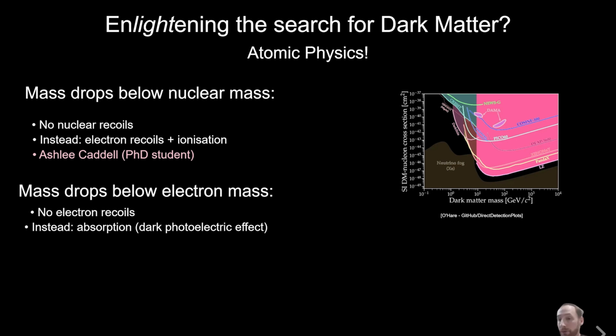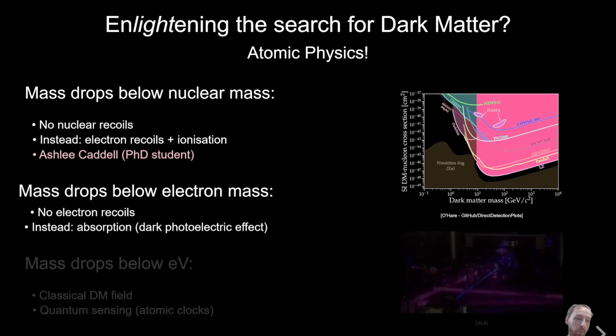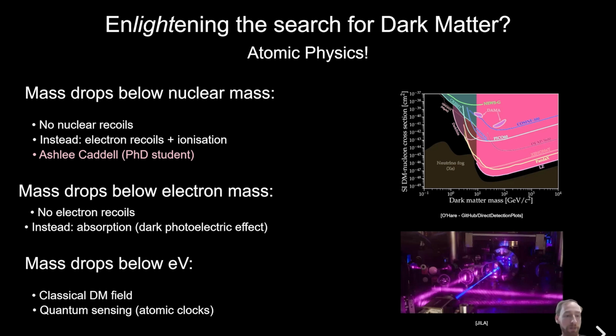This is something like the photoelectric effect for dark matter particles, which can also cause observable ionizations, which you can detect. But what I really want to focus on is the complete other end, when the mass drops well below the electron volt level.